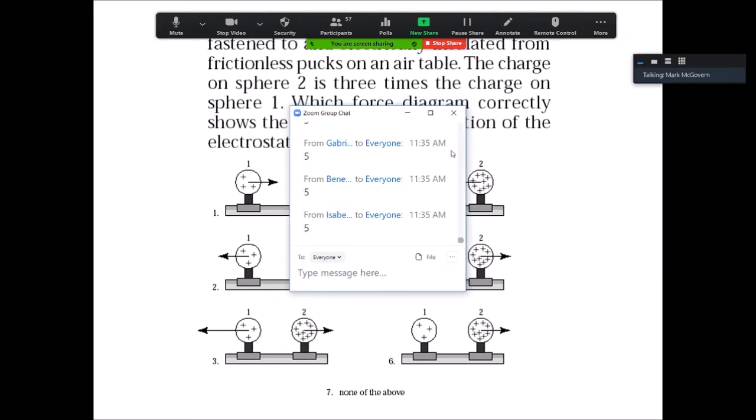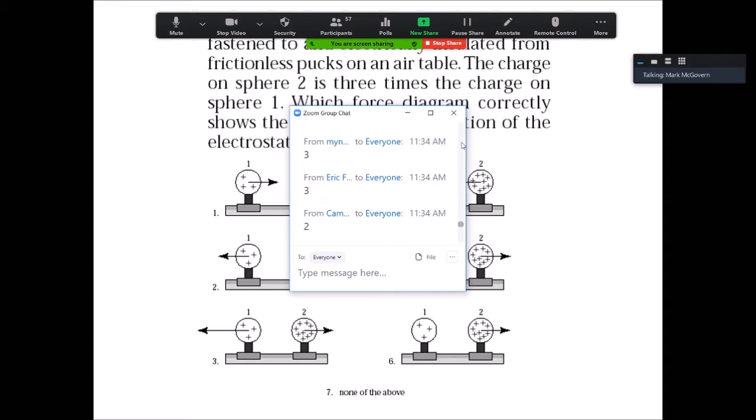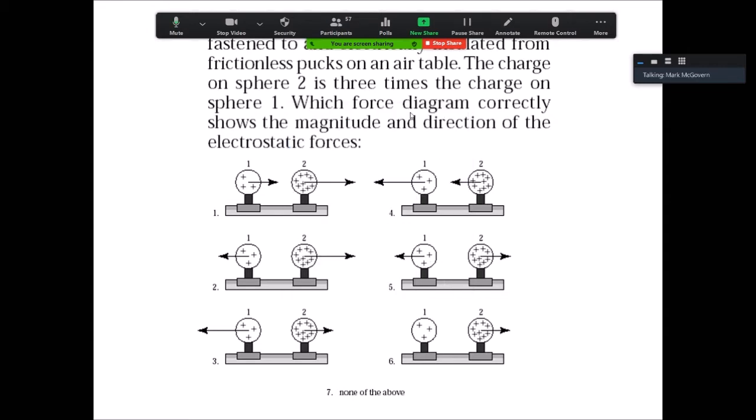A lot of 5s. Ooh, got some 3s in there. All right, let's talk about it.